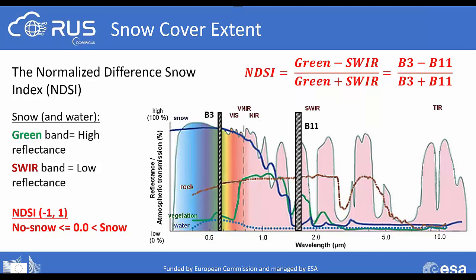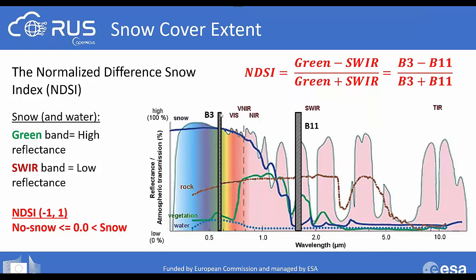Most of the methods that are currently used use the Normalized Difference Snow Index, so NDSI, which is based on the high reflectance of snow in the visible part of the spectra. So here the blue line shows the snow reflectance, and on the low reflectance in the shortwave infrared part of the spectra. So right here.